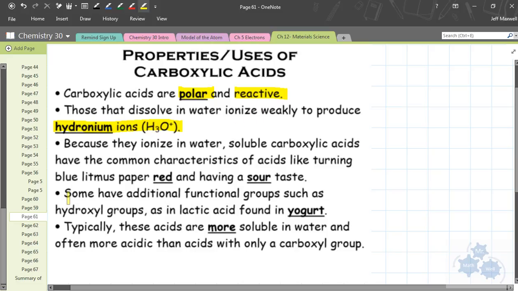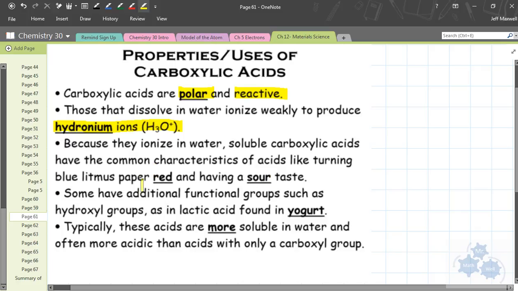Because they ionize in water, soluble carboxylic acids have the common characteristics of acids, like turning blue litmus paper red and having a sour taste. You don't have to copy that down. Maybe you haven't run across much of this litmus paper. Have you heard of litmus paper? Yeah, in bio maybe, and in other chemistry lessons, but that's how you test for acid or base, and blue litmus paper turning red is a test for acid.